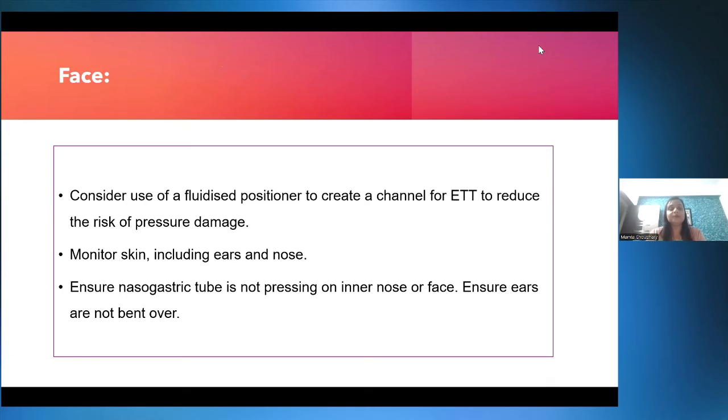About the face, consider use of a fluidized positioner to create a channel for the ETT to reduce the risk of pressure damage, monitor skin including the ear and nose, and ensure the nasogastric tube is not pressing on the inner nose or face. Ensure ears are not bent over to prevent any pressure sore over the ears.